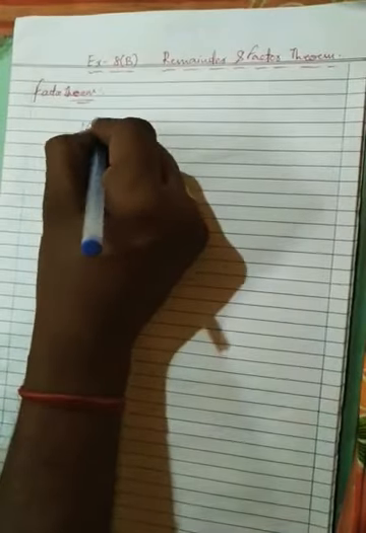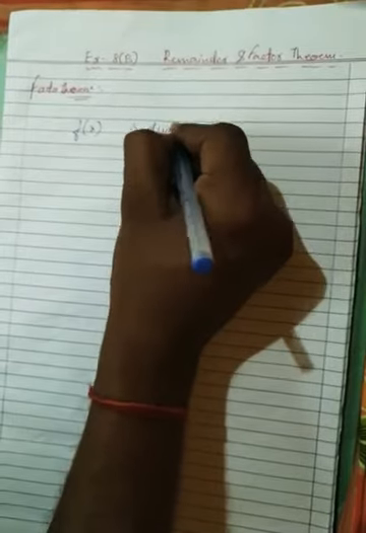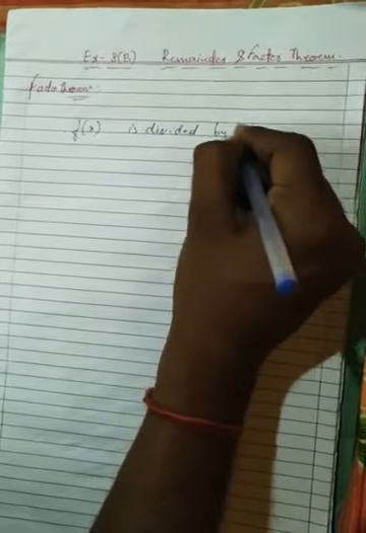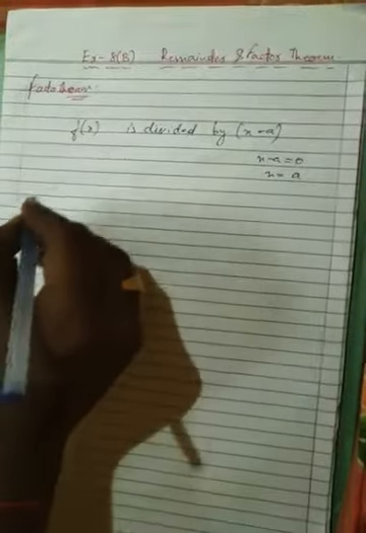Now the factor theorem states that if f of x is the equation given and if it is divided by x minus a, it means if I equate x minus a with 0, what will be x? X will be a. Okay, so how do we find the remainder?